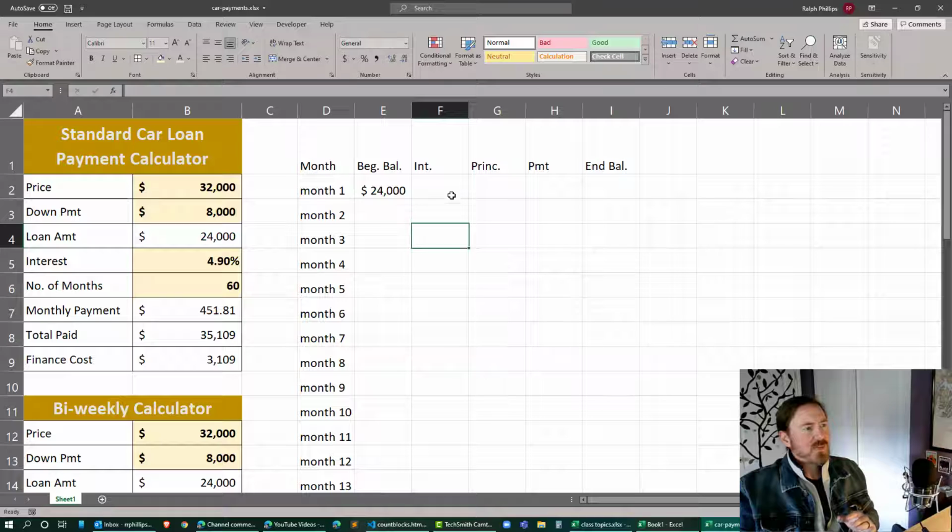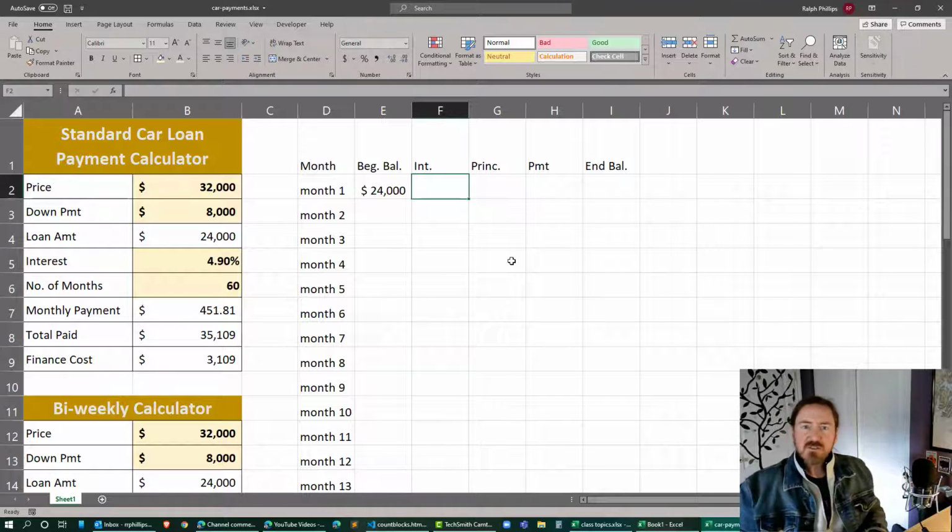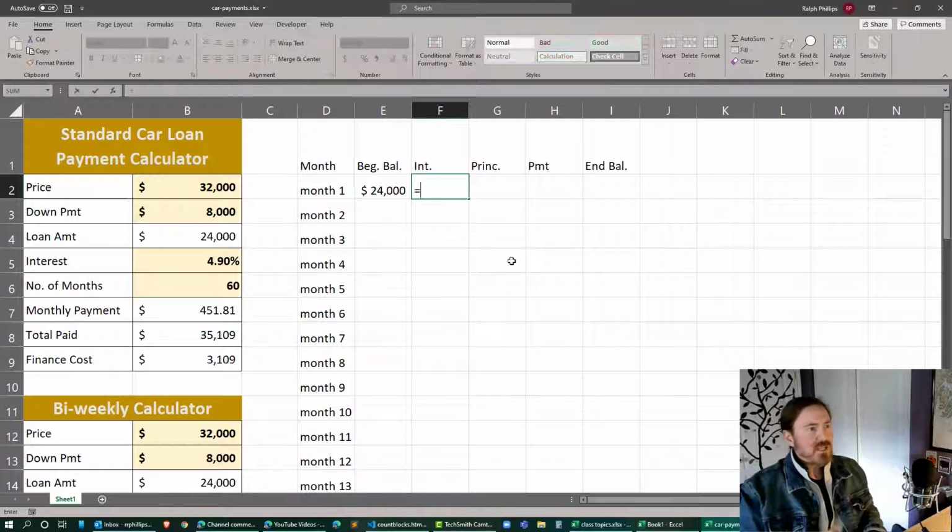Okay, so now we've got our beginning balance in. Our interest for that payment period for that month is always going to be based off of the beginning balance. So my interest for that particular month is going to be equal to my beginning balance. Notice that I'm grabbing the beginning balance for the month as opposed to the beginning balance for the original loan. And that's just going to make it easier to do our subsequent rows.